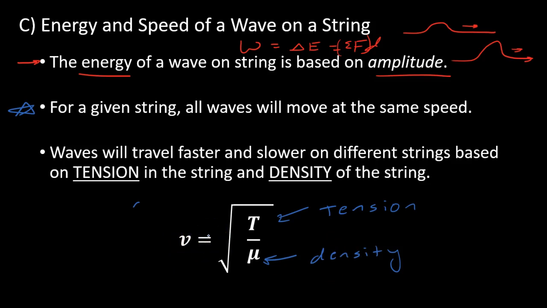Anyway, these are the main ideas for waves on a string. They reflect off surfaces. You can get something called standing waves, and you have the energy of a wave based on the amplitude and the speed based on tension and density.